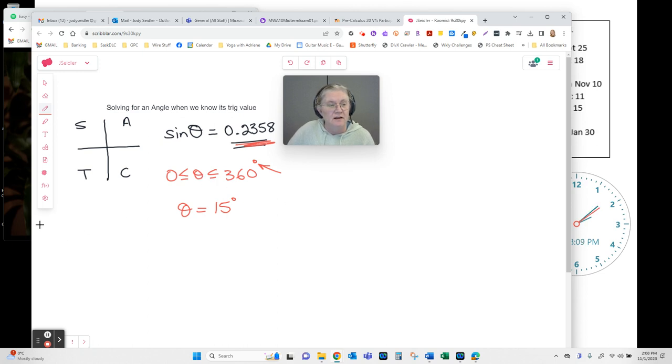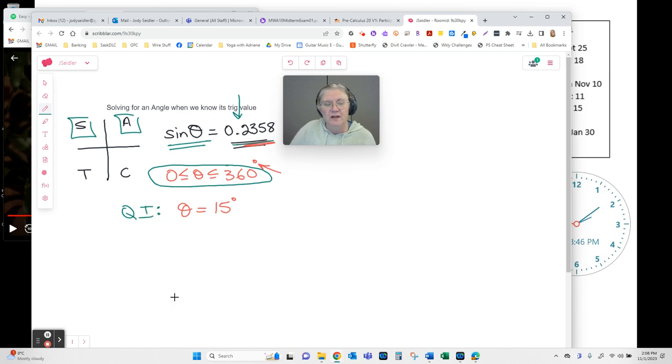The catch is when I see this as a part of my question, it tells me there are probably more answers. There could be, hypothetically, as many as four, because there could be an answer in every quadrant that has that exact same reference angle. Now, when I look at 0.2358, that's a positive number. The sine value for this angle is positive. That means I need to find answers anywhere sine is positive, which is in quadrants one and two.